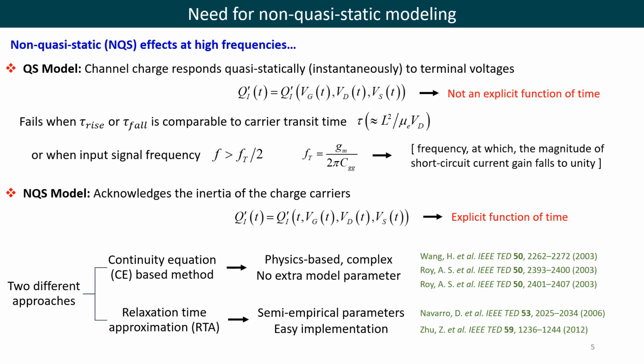The continuity equation based model is purely physics based, but it is very complex for implementation in circuit simulators. On the other hand, the RTA, or relaxation time approximation based approach, is rather simple to implement, but it needs the calibration of extra semi-empirical parameters. Here, for high frequency modeling of the phosphorene transistor, we have first used the continuity equation based method, but due to the added complexity of the bias dependent diffusivity, as we will discuss later, we had to develop an equivalent RTA based model for SPICE implementation.